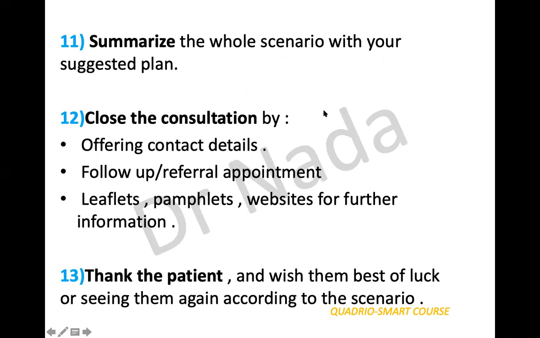Close the consultation by offering contact details, follow-up referral appointments, leaflets, pamphlets, and websites for further information. Okay, if you want to write them down, you can do that. I will leave the slide for a second.